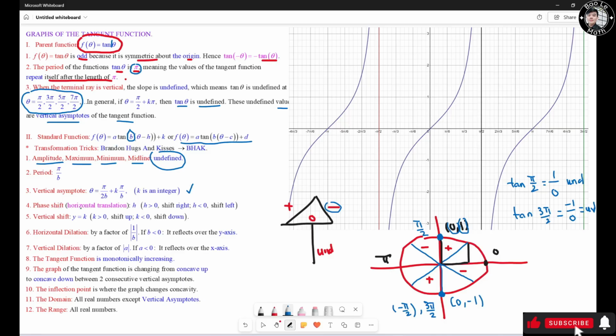The phase shift is the horizontal translation. If h is greater than 0, it shifts to the right. If h is less than 0, it shifts to the left. The vertical shift is the value of k, or d right here. If k is greater than 0, it shifts up. If k is less than 0, it shifts down. Horizontal dilation is by a factor of 1 over b. If b is less than 0, it reflects over the y-axis. Vertical dilation is by a factor of the absolute value of a. If a is less than 0, it reflects over the x-axis.